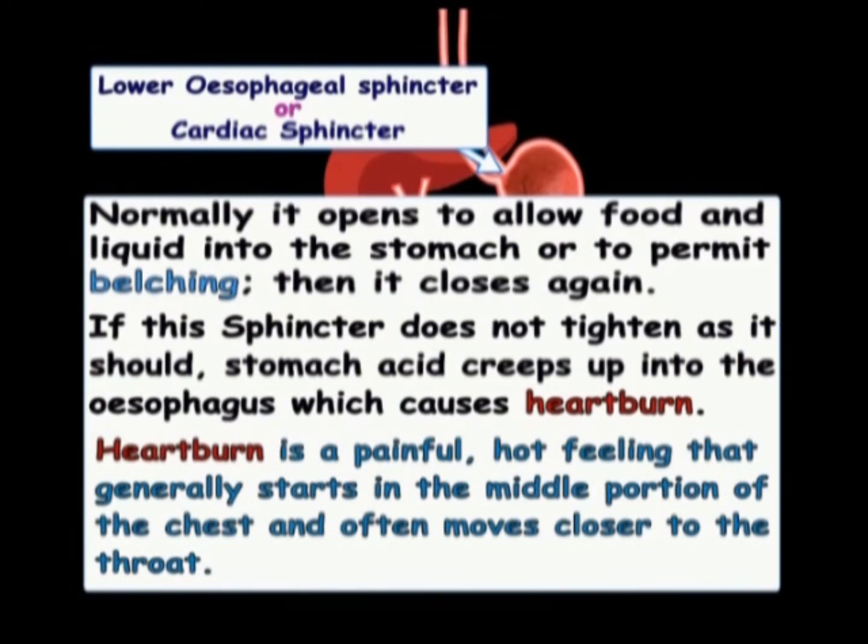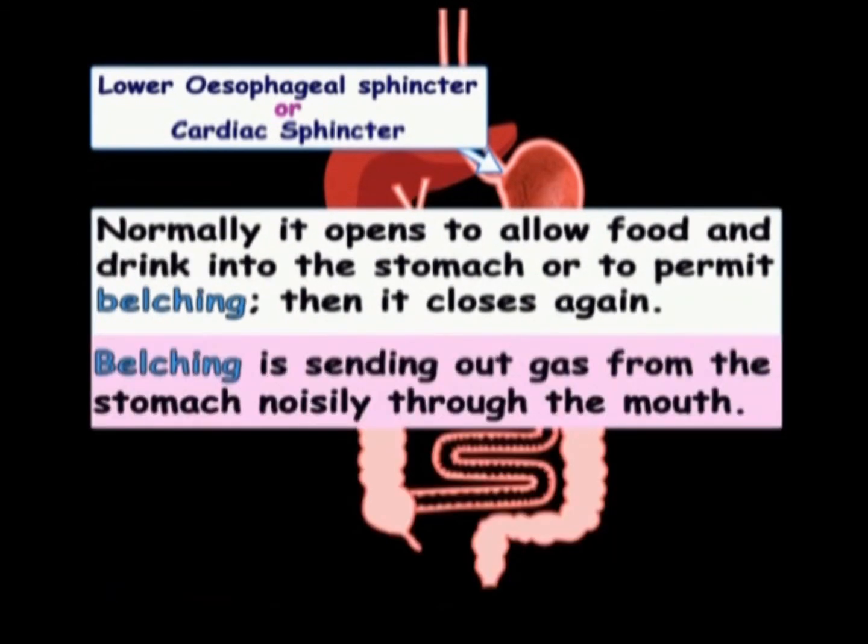Normally, it opens to allow food and liquid into the stomach, or to permit belching. Then it closes again. If this sphincter does not tighten as it should, stomach acid creeps up into the esophagus, which causes heartburn, in Luganda known as ekiketo. Heartburn is a painful, hot feeling that generally starts in the middle portion of the chest and often moves closer to the throat. Belching is sending out gas from the stomach noisily through the mouth.